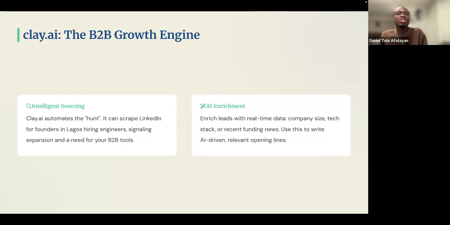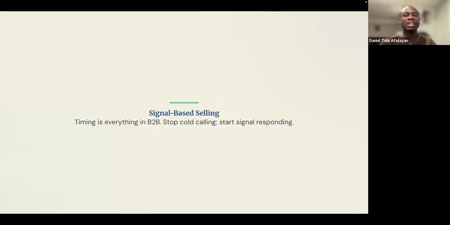Clay.ai will do that. It also helps you understand the company size. What's the size of this company? Does it qualify to be my ideal customer profile? What tech stack are they using? Maybe they are using a lower tech stack and I can deliver a better one. Did they just get funding? It means that they are liquid. A lot of money is flowing in that company. Then I can get in. That's where Clay.ai comes in. It's your biggest B2B growth engine right now.